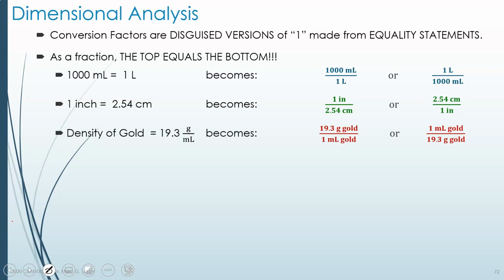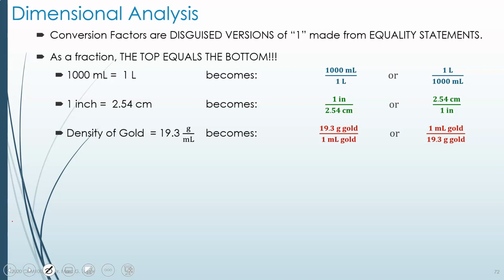The density of gold is about 19.3 grams per milliliter. Okay, what does this mean? Well, this is not an exact number. This is the best estimate people have given. It means that if I had 19.3 grams of gold, it would occupy 1 milliliter of volume. Likewise, if I had 1 milliliter of volume of gold, it would have a mass of 19.3 grams of gold.